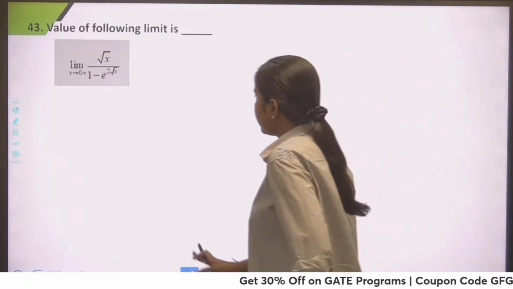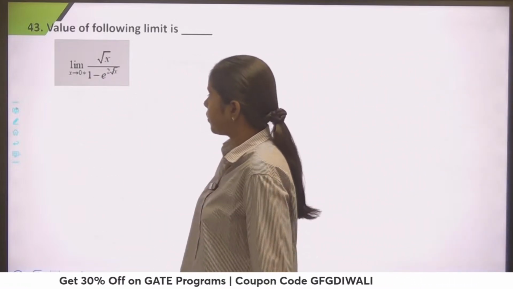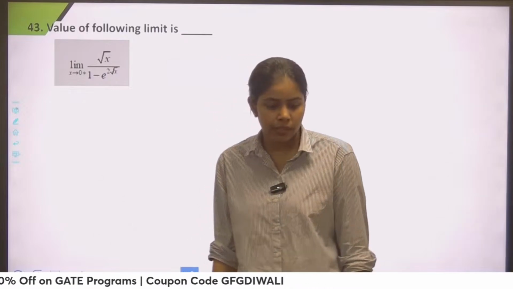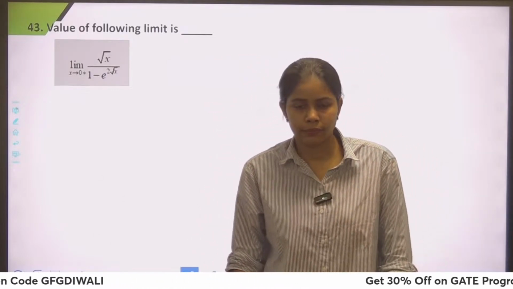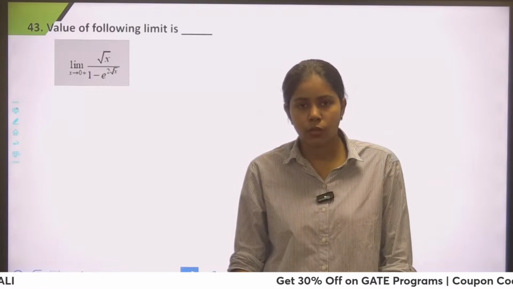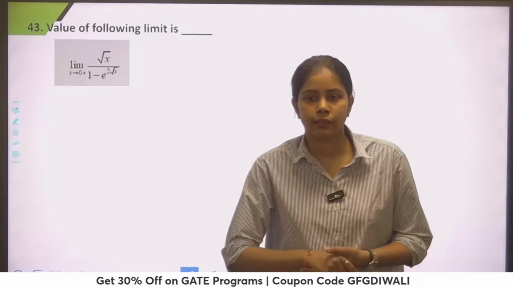Again, guys, this is, I think, a GATE 2023 question. It says that limit x approaches 0, we have to find out the limit of square root x upon 1 minus e to the power 2 square root x. So I hope now you can solve it. Let me know quickly in the chat section what would be the answer here for this question.